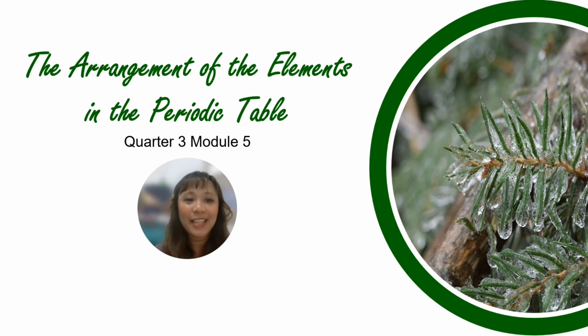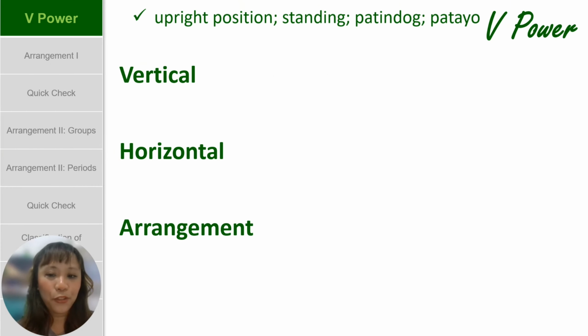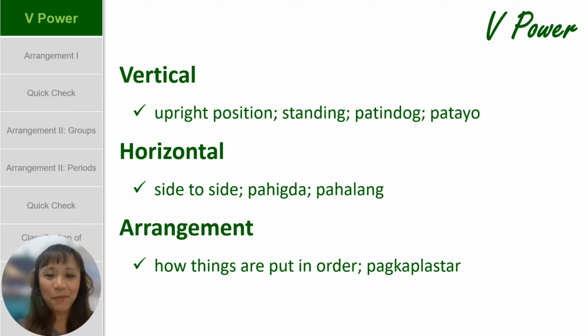Hi everyone, this video contains demonstration of activities found in Quarter 3 Module 5 titled The Arrangement of the Elements in the Periodic Table. Here are three challenging words we're going to unlock before we start.